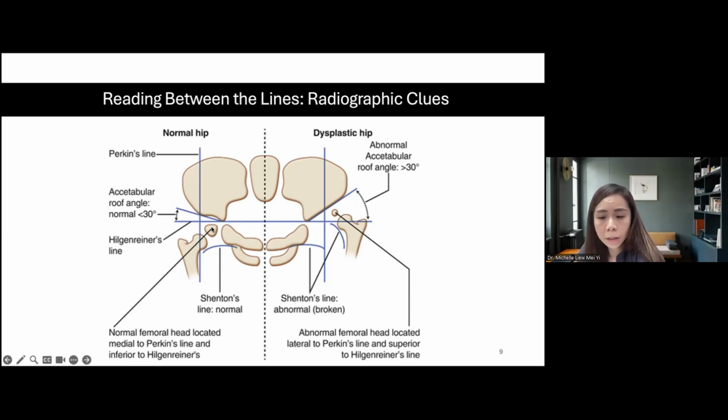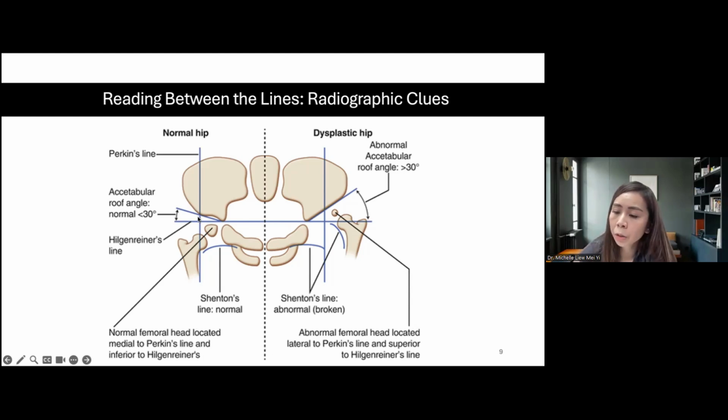The Shenton's line is really the arc along the inferior border of the femoral neck and the superior margin of the obturator foramen, and the line should be continuous in a normal hip. In a DDH, it is most likely broken, like on the right. And delayed ossification of the femoral head is commonly seen in cases of DDH. The acetabular index is the angle formed between the Hilgenreiner line and the line from a point on the lateral triradiate cartilage to a point on the lateral margins of the acetabulum. This angle should be less than 25 degrees in patients older than 6 months.